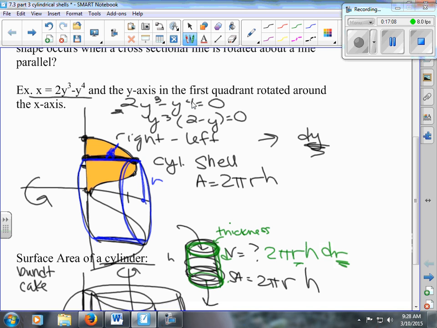Now, if you look at the area that you rotated, does that count for h or r? It counts for h, right? H is the right minus left. And that will always happen in shells: h is the right minus left, or it'll be the top minus bottom if you have an integral with x's.